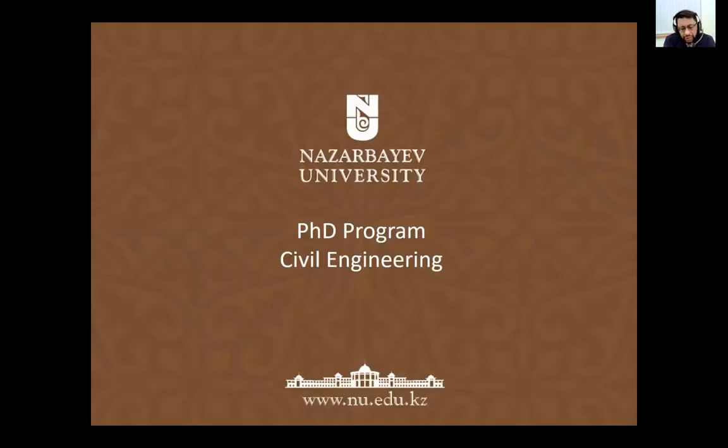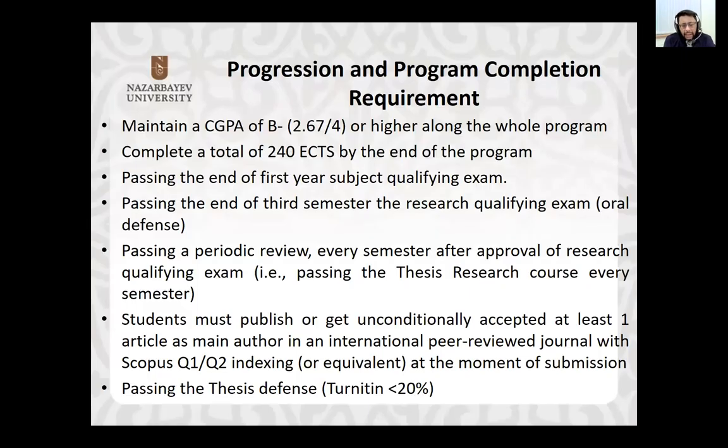Now I will talk about the PhD program in civil engineering. This slide shows the progression and program completion requirements. Again, the first criterion is that you must maintain a cumulative GPA of 2.67 on a scale of 4. You have to complete 240 ECTS. I will later share the program requirements, how many courses you need to take.